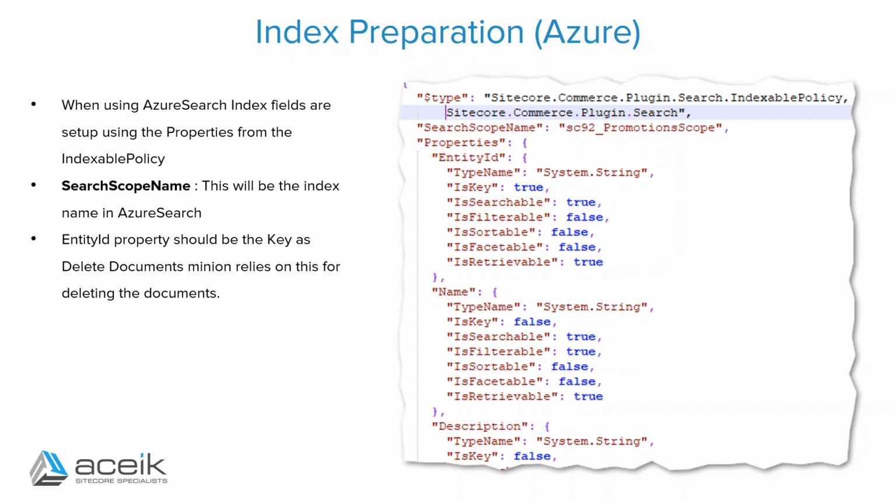Search scope name, again, that will be your index. When you first configure a commerce engine on startup and you run an index job, it goes, do I have this index in this Azure Search? No, I'm going to create it. And the name of that index is going to be the name that you define here, in the search scope.